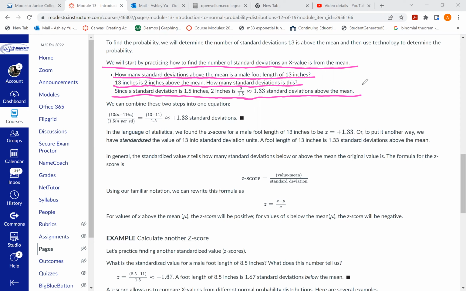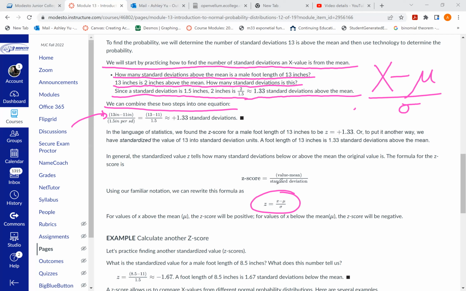So we'll combine these two steps into one equation. You take 13 inches, which is the value they're interested in, minus 11, which is mu, and then the denominator is going to be sigma. So it looks like the X value you're interested in, minus the mean, over sigma. That's how you find how many standard deviations you are above or below the mean.